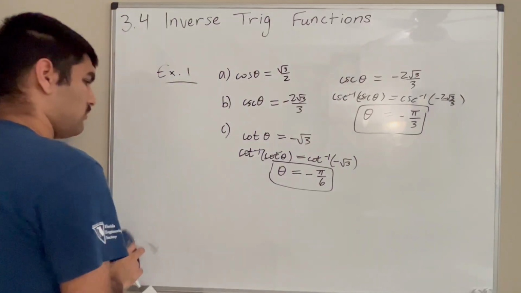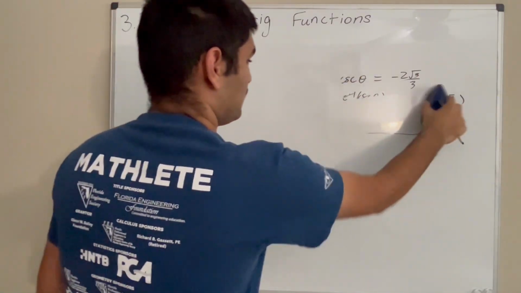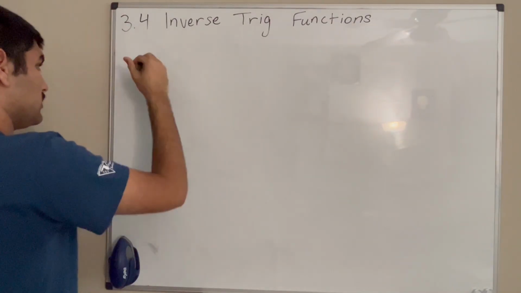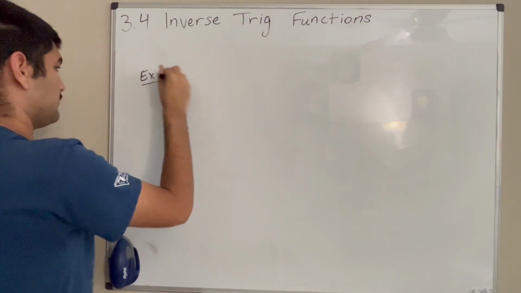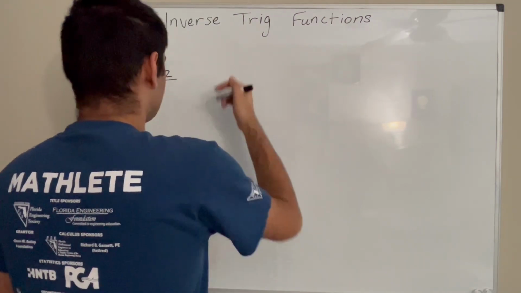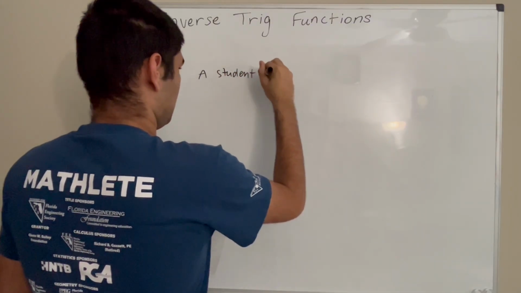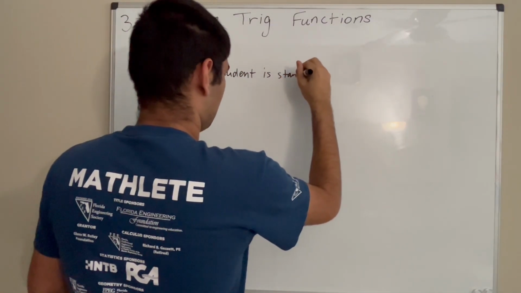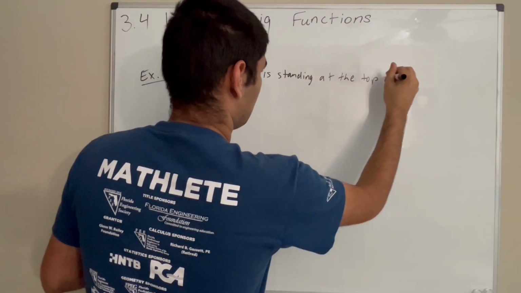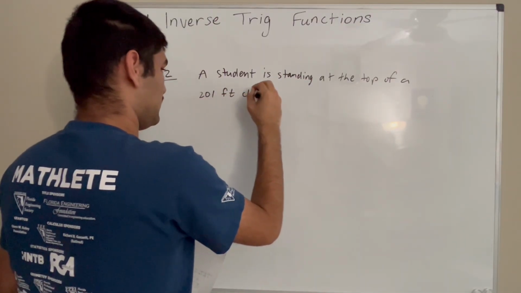Alright, so now let's do one more example. This one's a little bit more interesting, in my opinion. So essentially, let's say you have a student who is standing at the top of a 201-foot cliff.